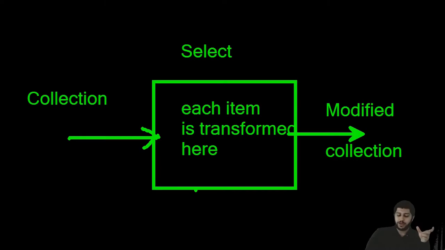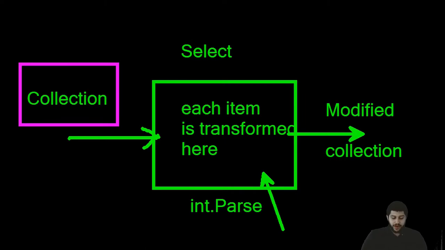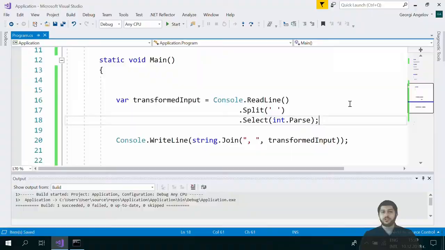Or just passing a method. What we did here is we said int.parse, just int parse. So we put the int parse inside a box. What happened is every item in the collection went through int parse and went to the output. Okay, so it's just transforming each and every entry inside a collection using this method that we passed here.